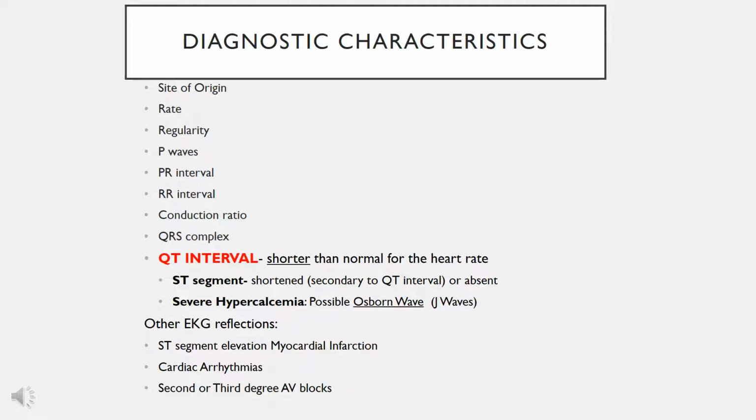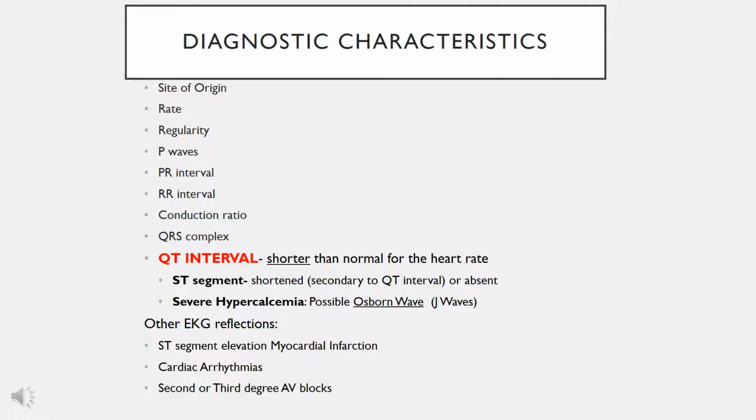Hypercalcemia is not an electrical issue, so the EKG reading may not give information about the site of origin. The rate and regularity should be based off of the underlying rhythm and not affected by hypercalcemia. The P waves, PR interval, QRS complex should not show altered or changed. Our main focus would be examining the QT interval and the ST segment. The QT interval is inversely proportional to the serum calcium level. So with our increase in serum calcium levels within hypercalcemia, we will see that the QT interval is shortened. The ST segment will also be shortened, secondary to the QT interval.